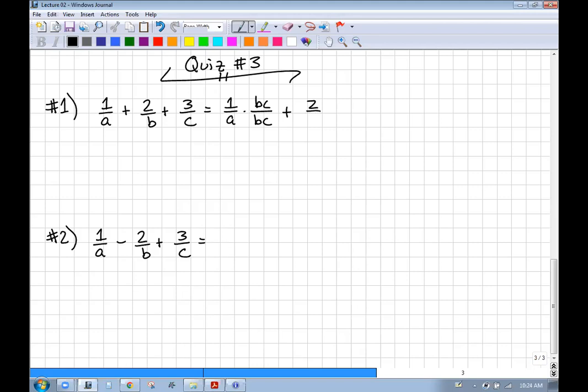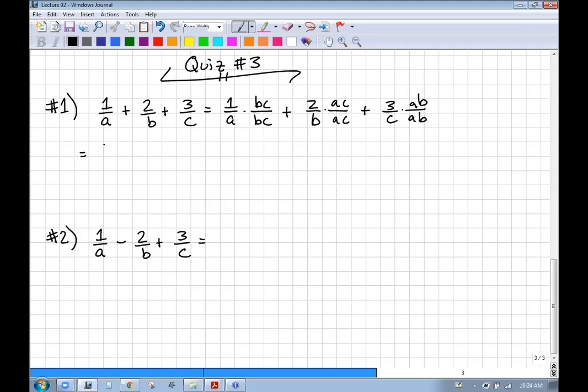So the second one, the 2 over B, right? The others have an A and a C. So it's missing an A and a C. So we're going to give it an A and a C. Again, this is another smart one. And now this 3 over C, it doesn't have an A and a B. So if we give it an A and a B on the bottom, we have to do it to the top. Now they all have A, B, C, right?